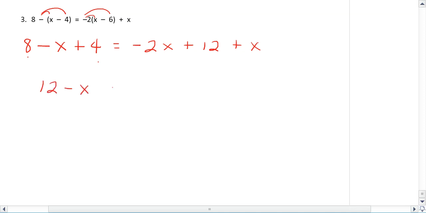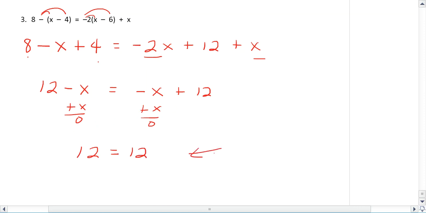So I have 12 minus x on this side. Here I can put my x terms together. Negative 2x plus x is negative x plus 12. And now when I add an x to both sides to try to get the x's together, another interesting thing happens. Negative x plus x is 0. We end up with 12 equals 12.